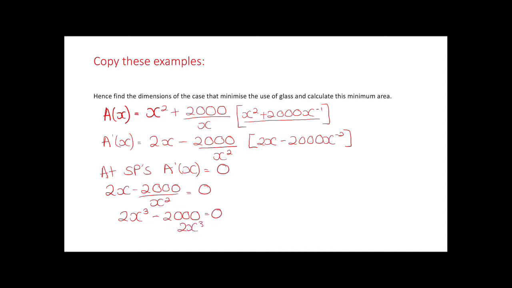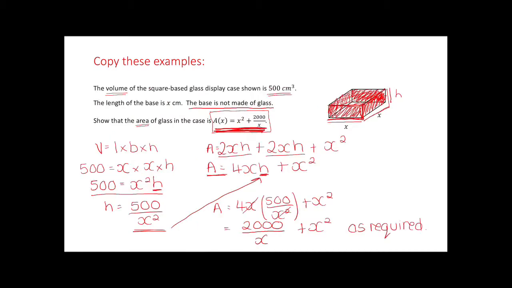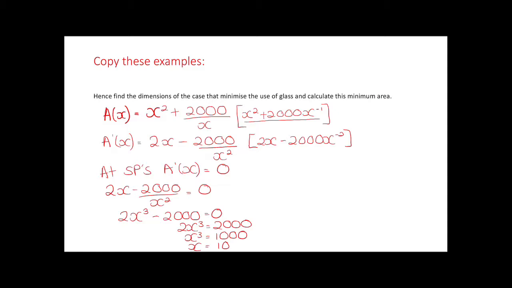That means 2x cubed equals 2000. So x cubed must be equal to 1000. So x must be equal to 10. So that's us found our x value. So if we look back to our picture, what we are saying is that our length and our breadth must have a value of 10 to minimise the use of glass.